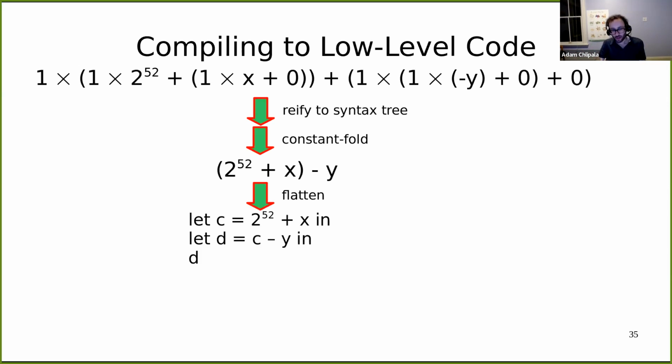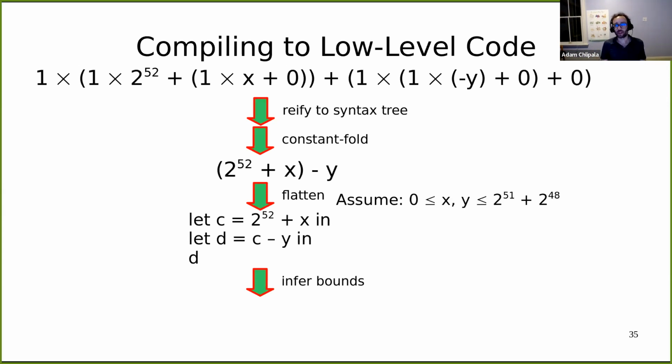Then we can flatten it to introduce names for all of the intermediate expressions. And here's where we deviate the most from a standard compiler. We want to infer bounds for all of the variables. So X and Y are effectively the inputs of this program. Let's say we knew those bounds for them. Then we can push that information through all of our intermediate operations.